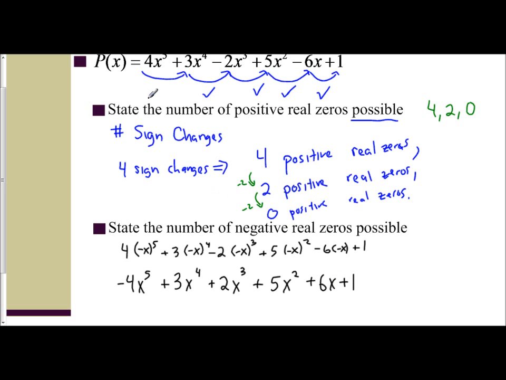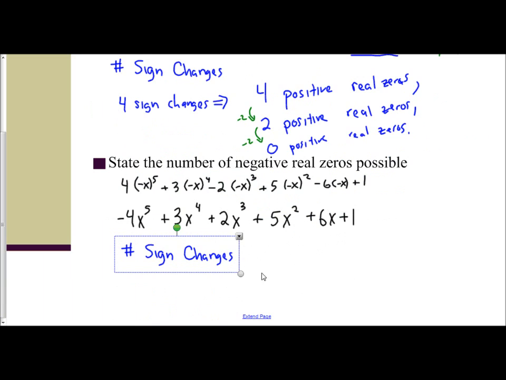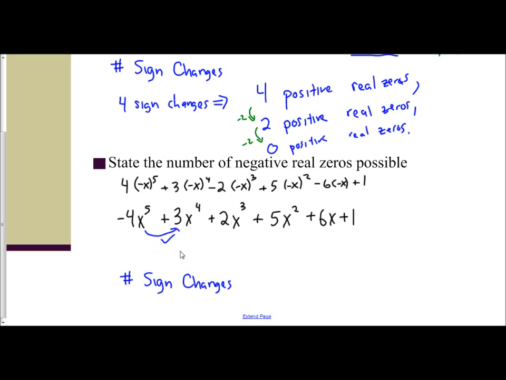And again, we look for, just like we did before, the number of sign changes that occurs. Let's take a look. We go from a negative to a positive. So that's one sign change. Next one's a positive to a positive, no sign change. Positive to a positive, no sign change. Positive, positive, no sign change. So we have one sign change.